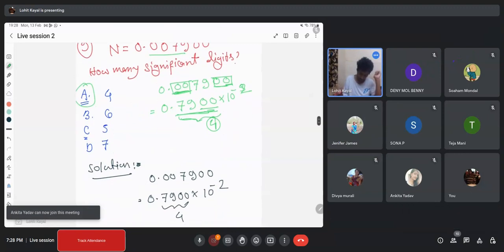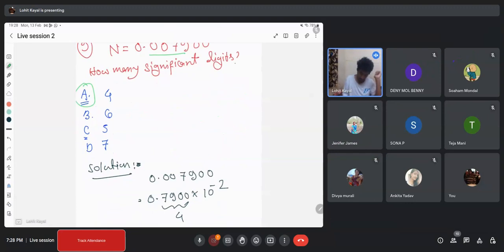Similarly, if you have some problem like 0.000131, here you will have 3 significant digits. And if another is 0.20131, here will be 6 significant digits. So you do not care about the preceding zeros, but you have to count the trailing zeros. Okay, so remember that.